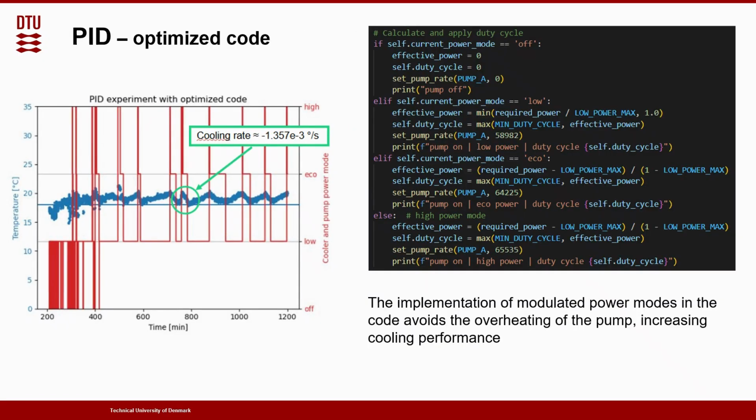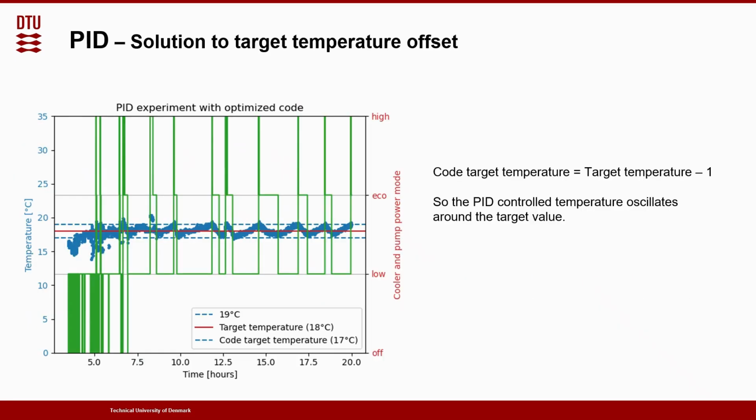Here we can see a snippet of the code. In the previous slides, we see that the temperature is oscillating above the target temperatures. Since we don't have more time for calibration, we can manually set the target temperature in the code to be 1 degree lower to get the wanted result.